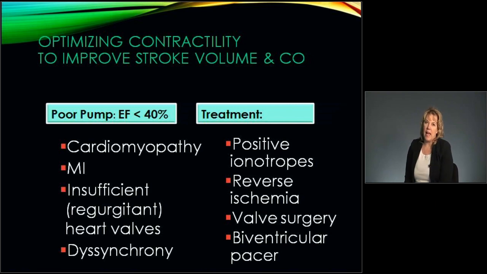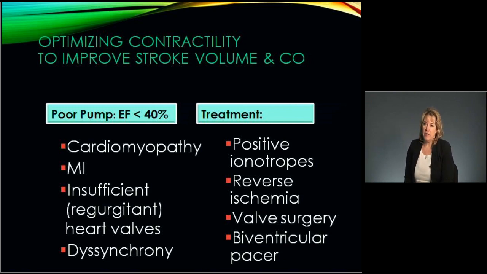the patients that have that systolic dysfunction, so they've got a poor pump and a reduced ejection fraction less than 40%. This can result from the dilated cardiomyopathies described in heart failure, acute MI, or if they have insufficient or regurgitant heart valves. So if they have aortic insufficiency or mitral insufficiency and we get immediate backflow of blood, that's going to impact the overall stroke volume and cardiac output.